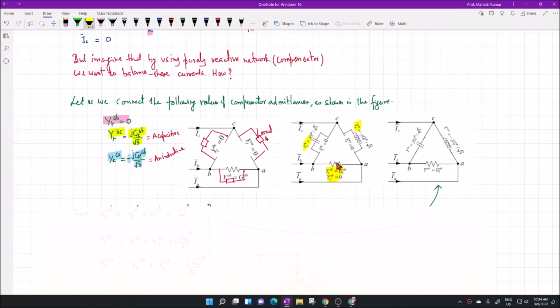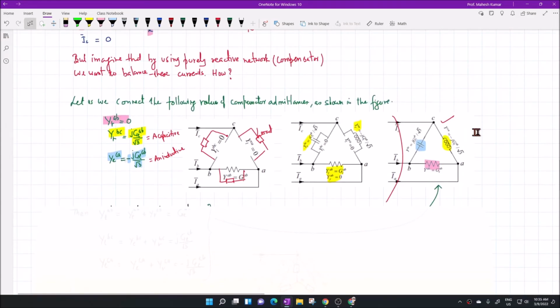If you look from the supply side, you will see this circuit. Okay? You will see a resistance between points A and B. Then you will see a capacitance between B and C. And you will see an inductance between C and A. After compensation, we will see this circuit from the supply side. Now we want to study this circuit, how it looks from the supply side and what its currents are.